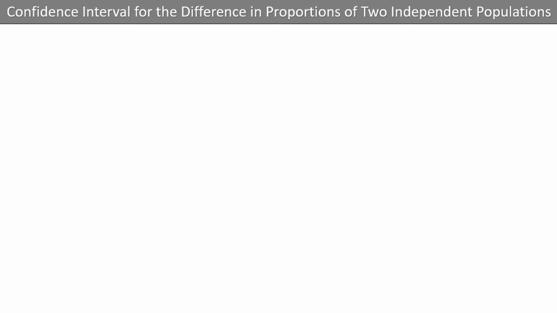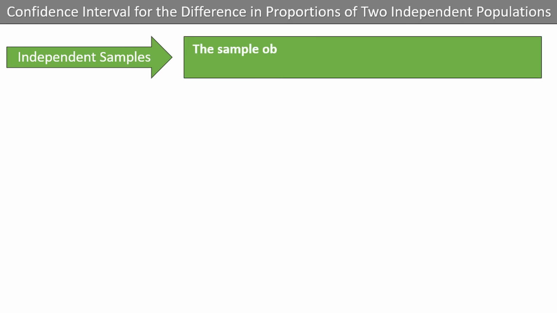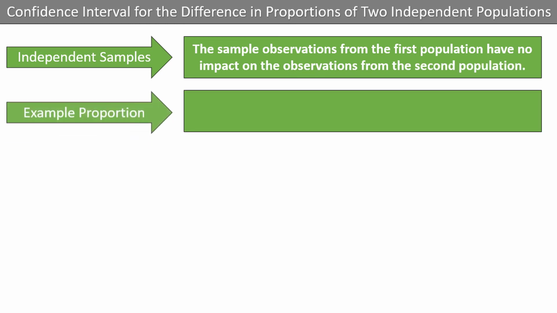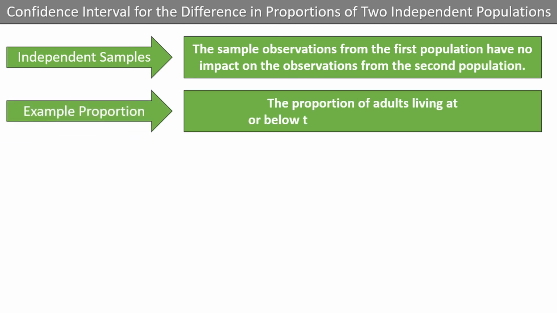Welcome, my friends! In this video, we will discuss the confidence interval for the difference in proportions of two independent populations. By independent, I mean that the sample observations from the first population have no impact on the observations from the second population.